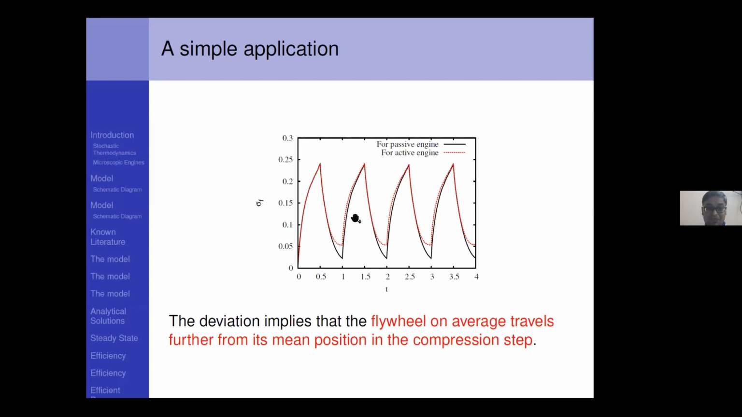Whenever there is a compression step in which the engine becomes active, the red curve lies above the black curve. So what this basically means is that when the engine is active, the particle travels further from its main position, which means it's gaining more energy from this engine. So this is one application of the active engine that we have studied. An active engine connected to a flywheel generates a flywheel which moves further than one connected to a passive engine.